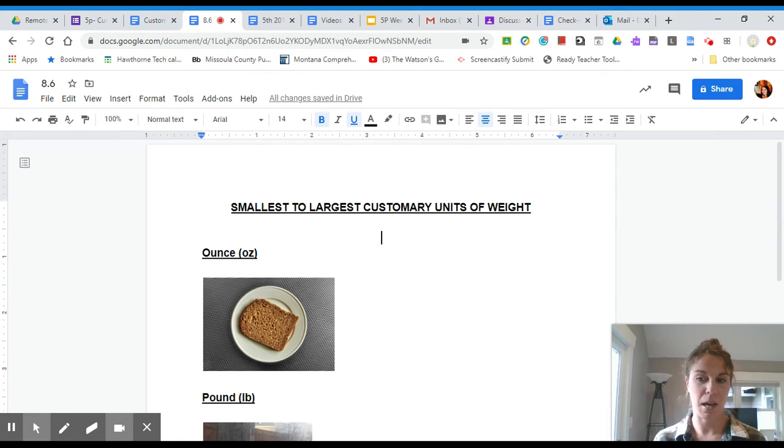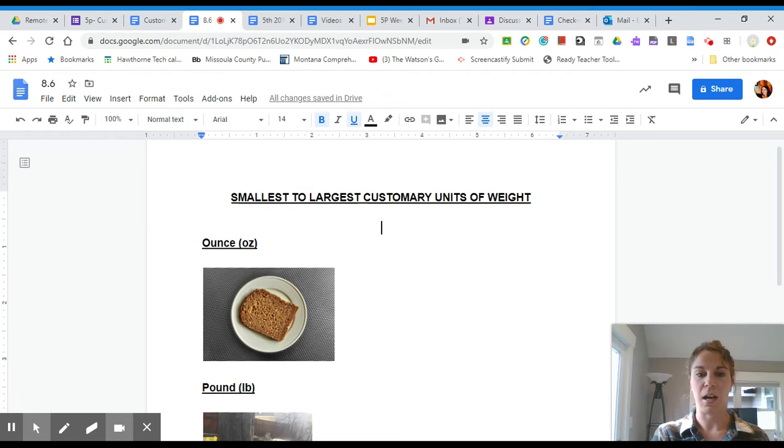Before I jump into that, I wanted you to visualize and think about the smallest to the largest unit of weight that we're going to do. The nice part is, there are only 3 main units we have to worry about. Going smallest to largest, the first one is ounce, abbreviated OZ. Who doesn't like a nice slice of bread in the morning? If you think of how much something weighs, a slice of bread is about 1 ounce. So that helps you.